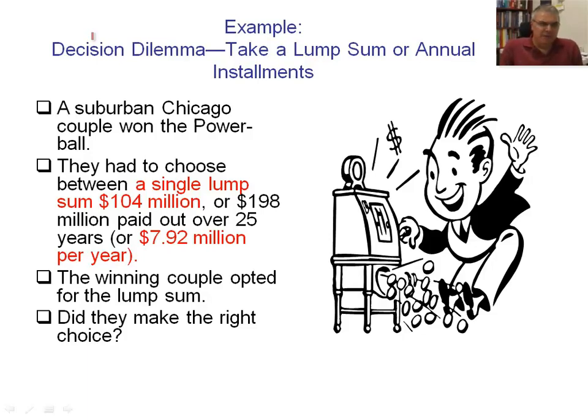First example that I would like to present to you is a decision dilemma. A while ago in suburban Chicago, there was a couple that won the Powerball. They were pretty lucky. They had to choose between a single lump sum of 104 million or 7.92 million per year. That would be 198 million paid over 25 years.